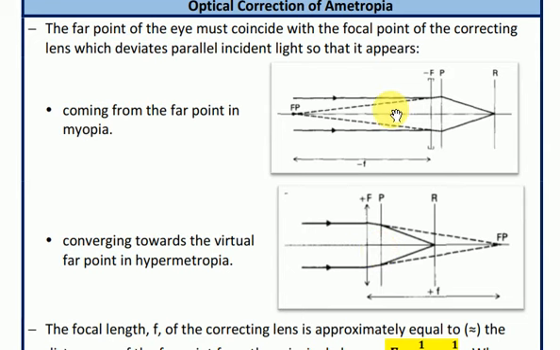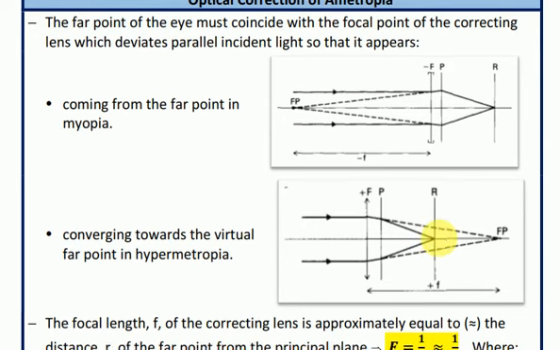So now optical correction of these ametropias. The purpose of the correcting lens in ametropia is to deviate the parallel incident light so that it appears to come from the far point in myopia. In hypermetropia, the purpose of the correcting lens is to deviate parallel incident light so that it appears to be converging towards the virtual far point. The light will then be brought to focus by the eye on the retina.